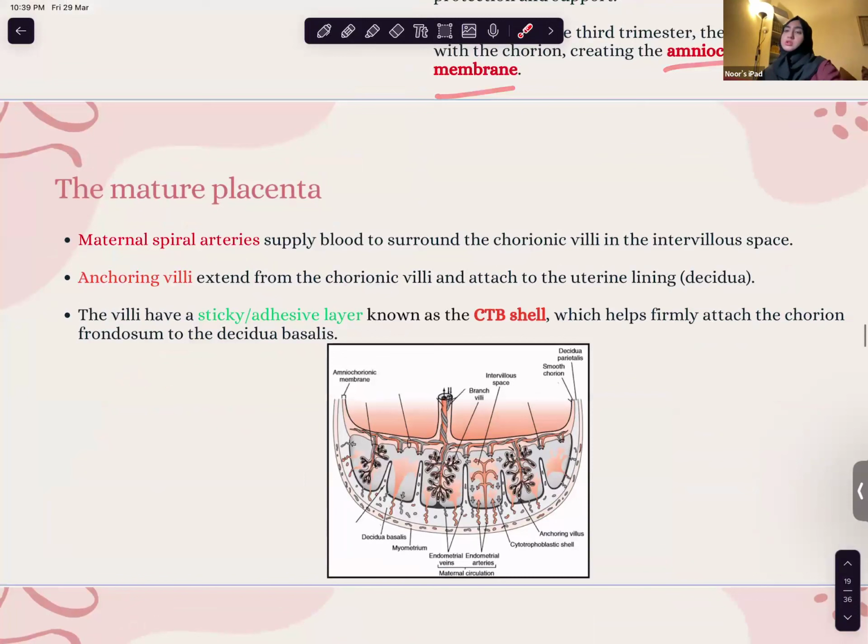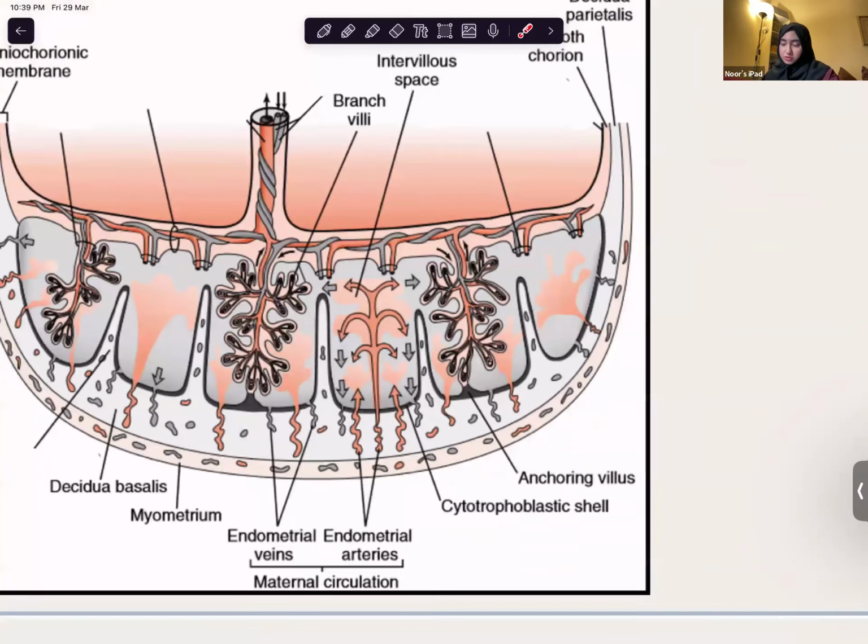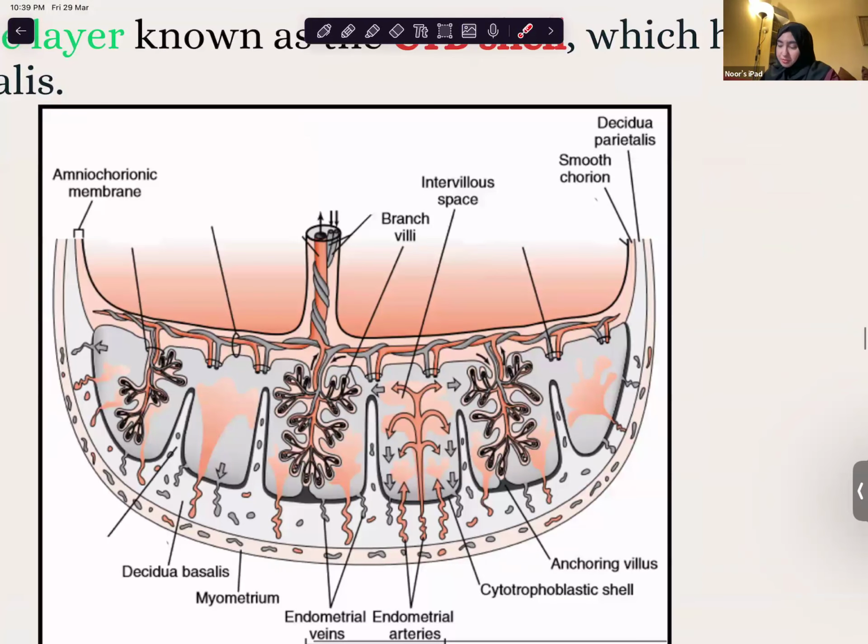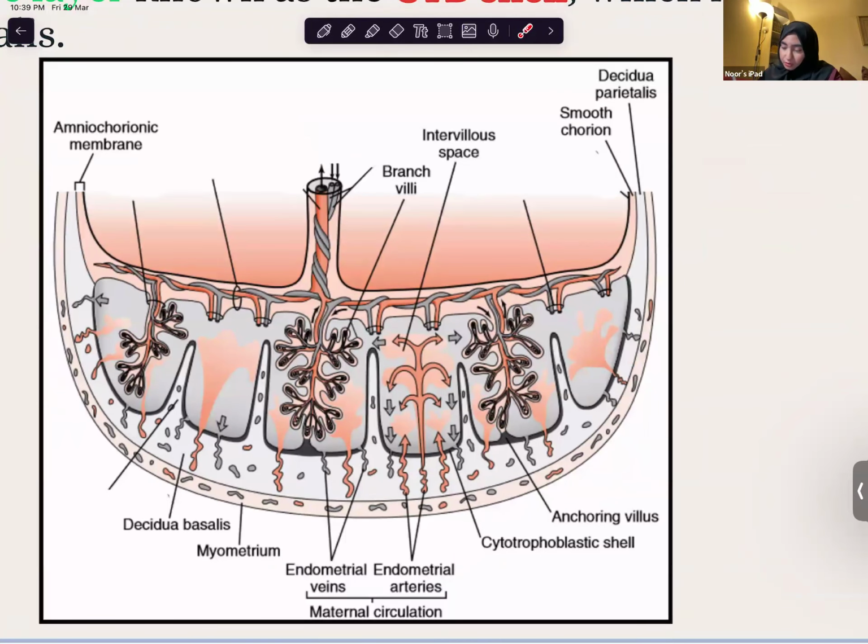Talking about the mature placenta, the mother's endometrium has something called the spiral arteries. Those spiral arteries supply blood to surround the chorionic villi in the intervillous space. Let me help you guys visualize it. We have the spiral arteries here, which are these. We can also call them the endometrial arteries. Sorry, my bad, it's not gray, it's the orange ones.